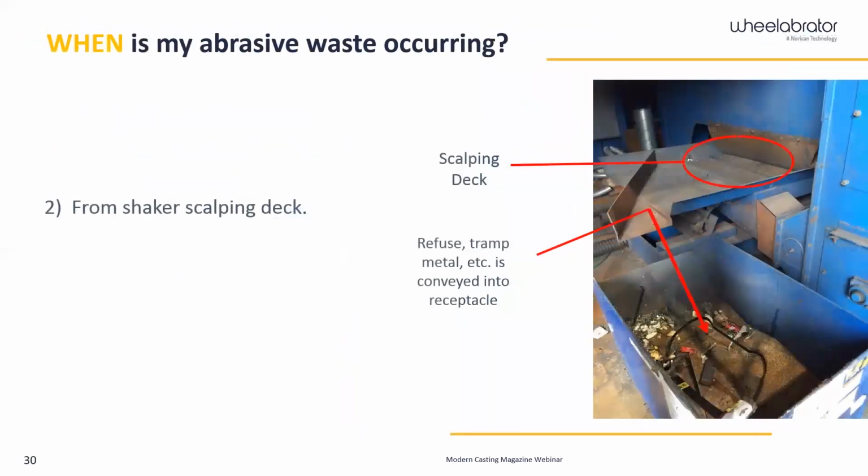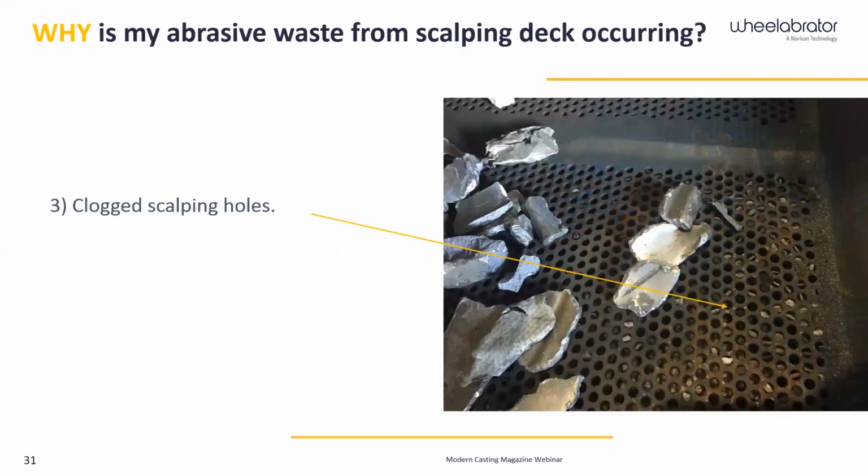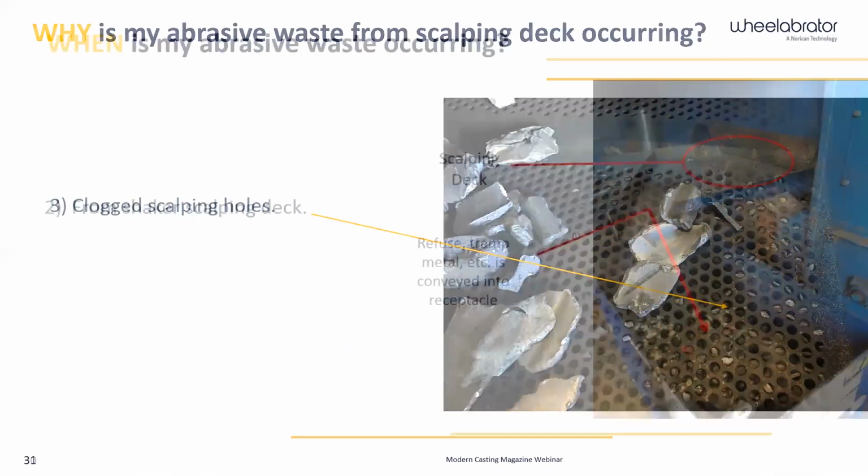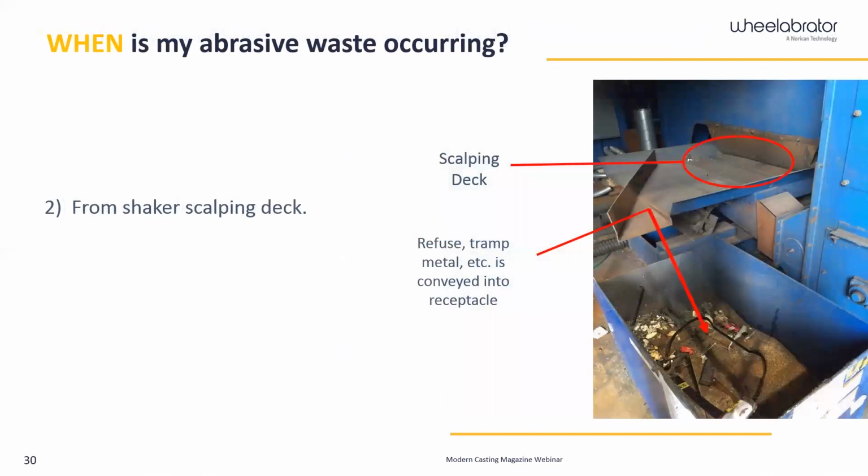Another area where some of the abrasive waste is occurring is from shaker scalping decks. You can kind of see right there on the right-hand side, scalping decks have perforated holes that allow the media to drain through and funnel back into the elevator to go up. The next slide you'll see. If those little scalping holes get clogged up with tramp metal, whatever it may be, obviously the media can't drain through. So what's it going to do? It's just going to keep feeding down your shaker, and it's going to go to whatever refuse bin you have. So that's another area you always want to check, is that refuse bin. If you have a shaker reclaim, make sure there's not any good usable shot in it as well.